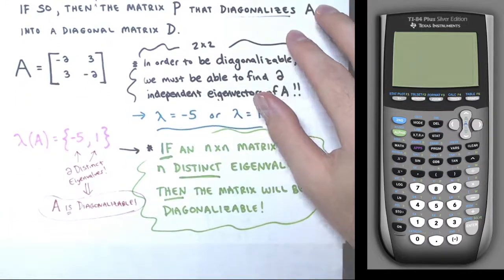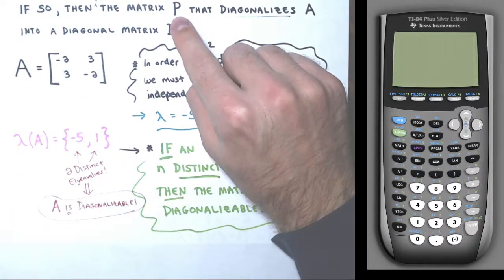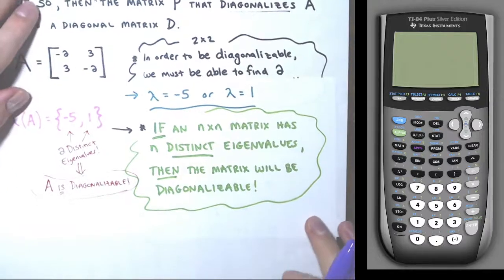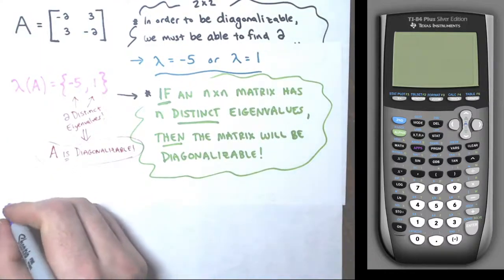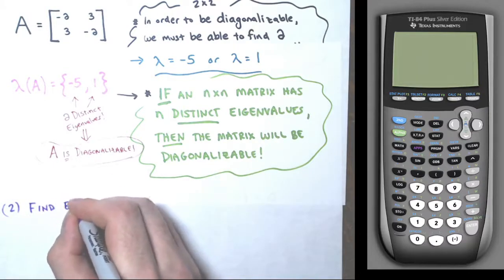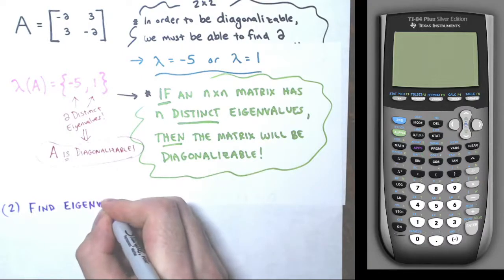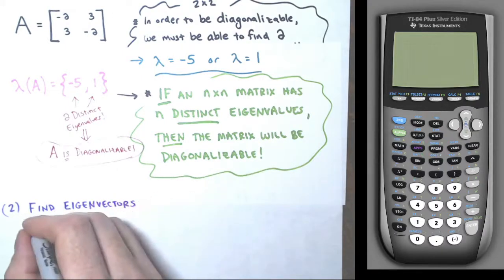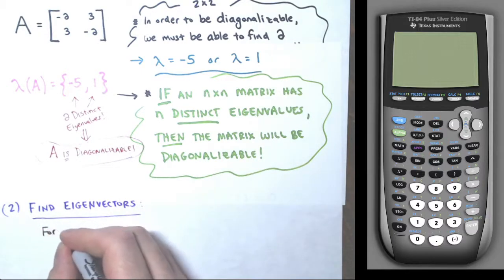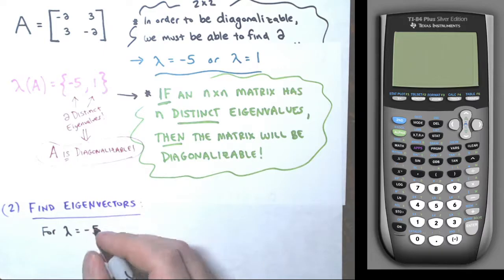All right, so remember, I said this on the previous page, this matrix P, its columns are simply made up of these eigenvectors. So now we have to find the eigenvectors. I'm going to keep matrix A up there. So part 2, after finding the eigenvalues, find corresponding eigenvectors. All right, so I'll start off with lambda equals -5. The eigenvectors corresponding to lambda equals -5.